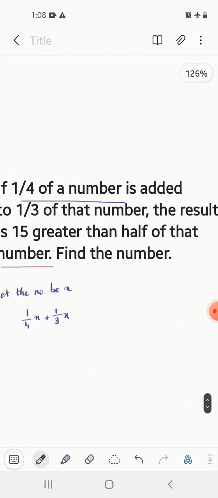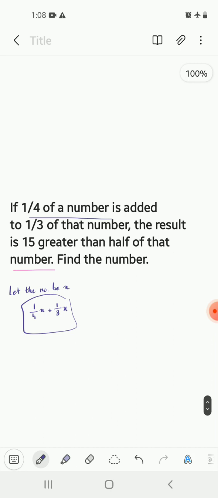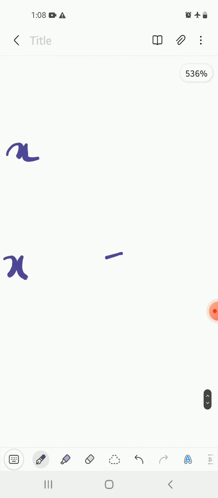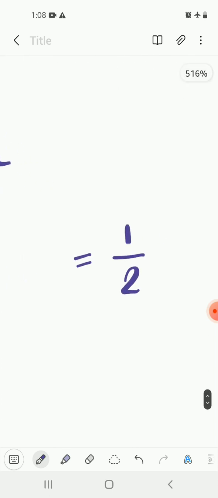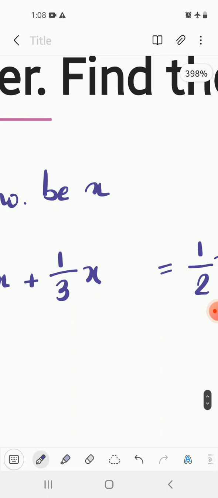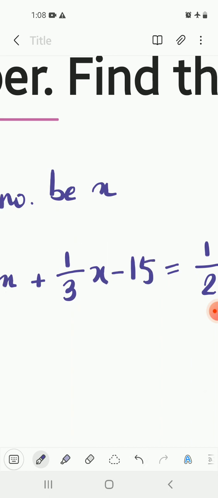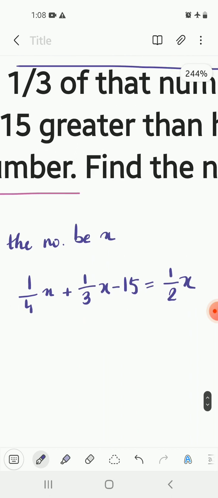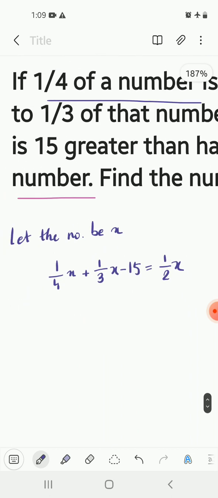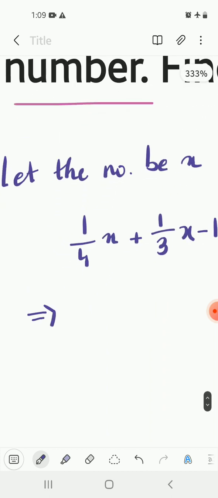Now the result of this is 15 greater than half of that number. 15 greater than half of that number means half of that number is half x, and it is 15 greater than that, which means this minus 15 is equal to half x. So this is my equation. Now we are going to simply solve for x and find out what x is.